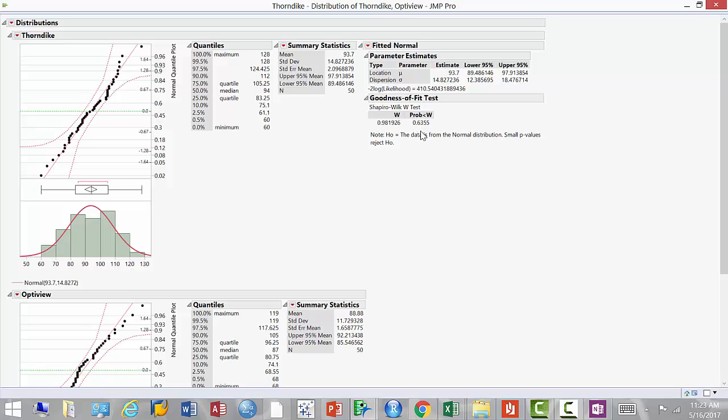0.6355. That's a high p-value, right? Therefore, what do I conclude? Between the null, data are normal, and the alternative, data are not normal, I pick the null, right? Null stays, I don't reject it. And actually, there is a confirmation from JMP. Note, data is from the normal distribution. So sample 1, Thorndike, is looking good.